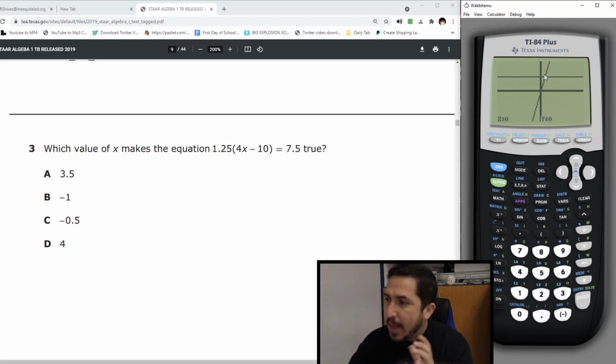So I go here, I see the intersection right here. So guess what I'm going to ask it? I'm going to ask it to find the intersection. So you're going to hit second, trace, 5, enter, enter, enter. And it says intersection is 17.5, comma, 75.